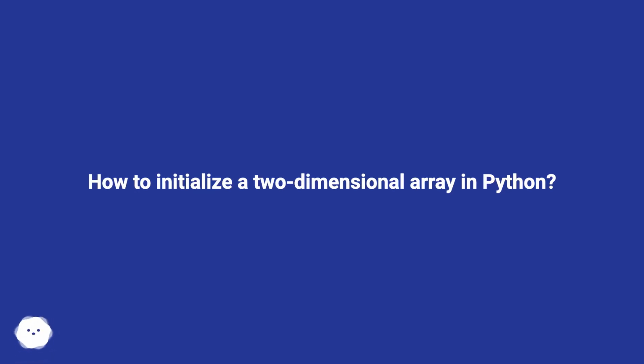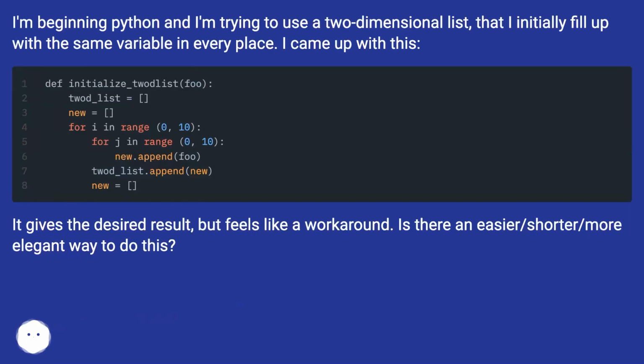How to initialize a two-dimensional array in Python. I'm beginning Python and I'm trying to use a two-dimensional list that I initially fill up with the same variable in every place. I came up with this. It gives the desired result, but feels like a workaround. Is there an easier / shorter / more elegant way to do this?